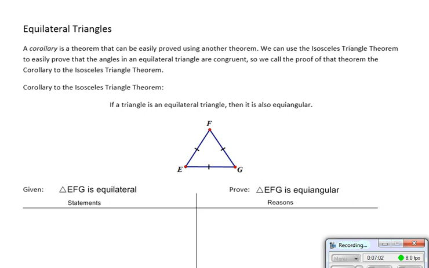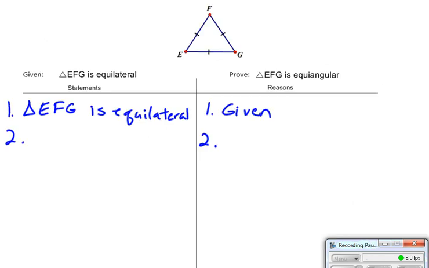If a triangle is an equilateral triangle, then it's also equiangular. So what we're given here is that the triangle is equilateral. What we have to prove is that it's equiangular. Start by filling in your givens. Since we use the term equilateral in our given, let's determine what that means. What it means is that all three sides are the same. So we can say that EF is congruent to FG, which is congruent to EG, using our definition of equilateral.